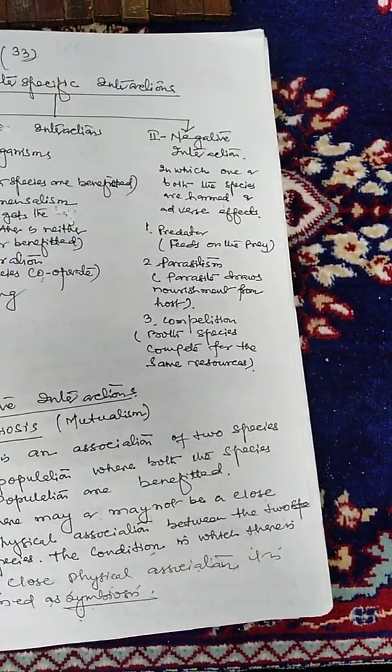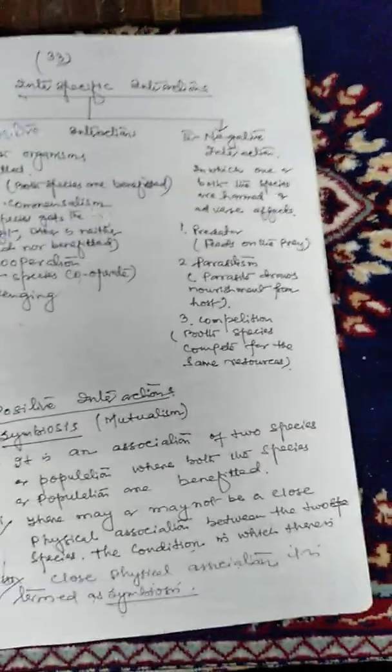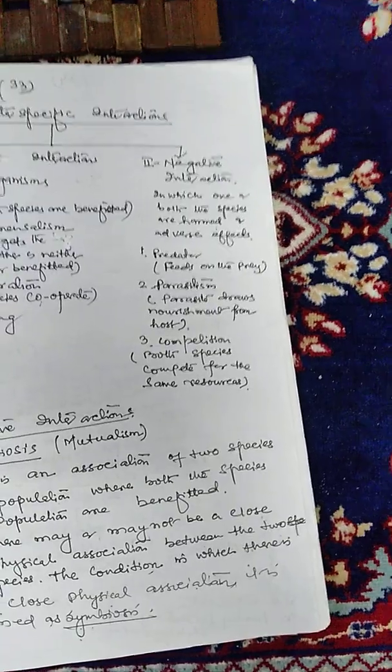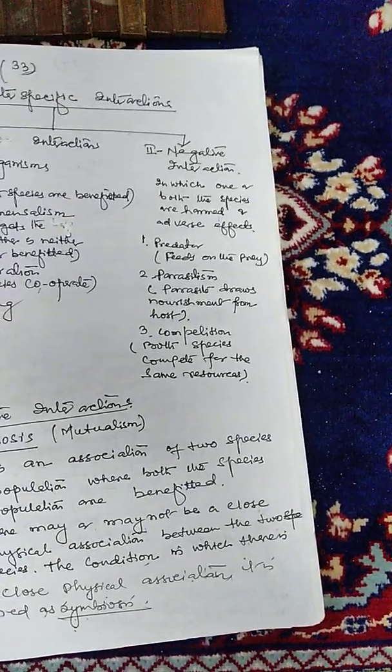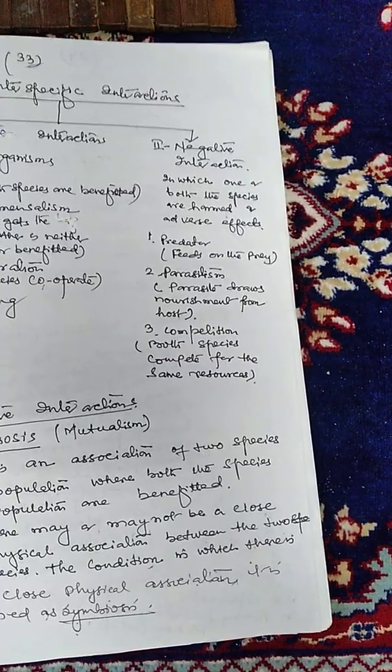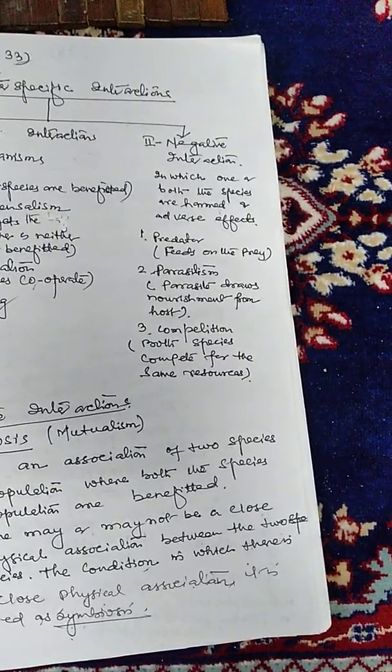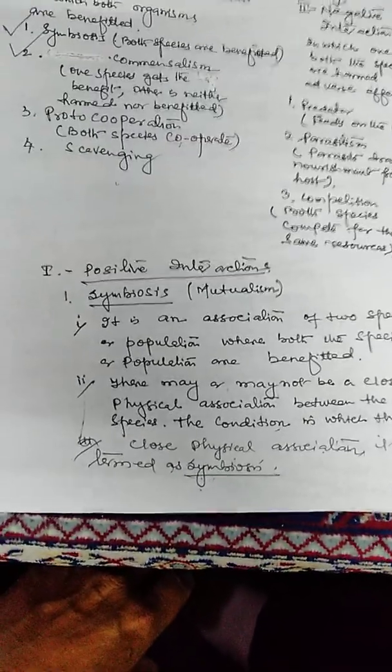The negative interaction is one in which one or both the partners are harmed or have an adverse effect. It is of three types: predators, parasites, and competition. First of all, positive interaction.